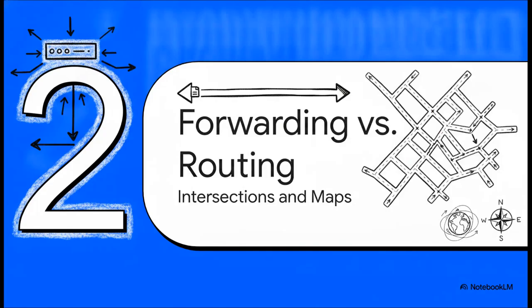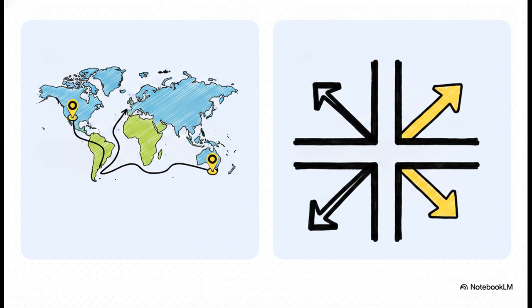Moving right along to our second topic, forwarding versus routing. This is where the intersections meet the map. Now listen up, because I see beginners mix these two terms up all the time. Please don't use forwarding and routing interchangeably. They are entirely different functions. Routing is the overarching logic. It's the grand mathematical process of planning the entire trip from the source to the destination, and it's handled by complex routing algorithms. Forwarding, on the other hand, is just a localized physical action. It's the simple act of moving a packet from a router's input link to the appropriate output link.